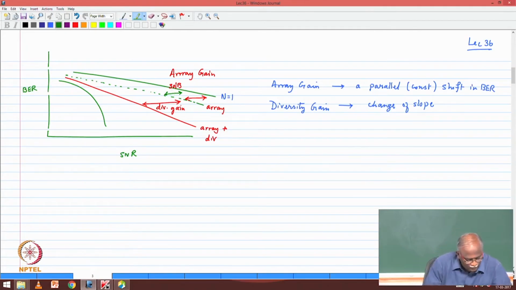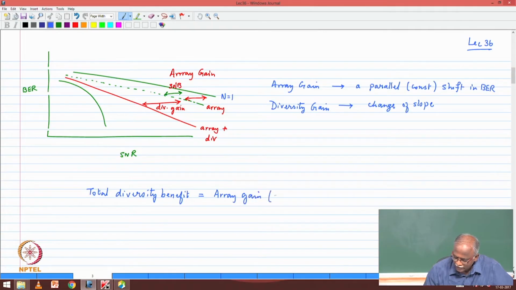So the way to summarize would be: the total diversity benefit will be a combination of the array gain in dB, because if it's in linear scale, it will be a product of the two gains. Because it's in dB, it's an addition of the two gains plus what we get as the diversity gain.